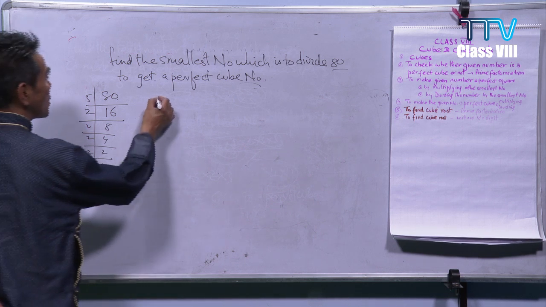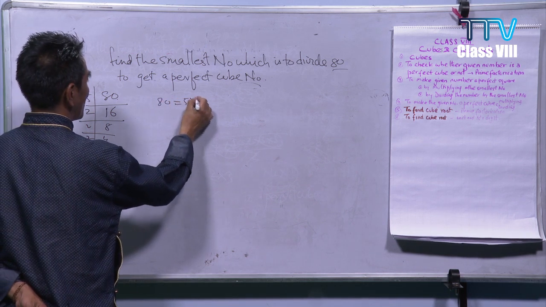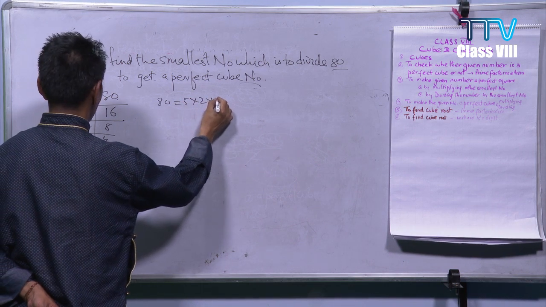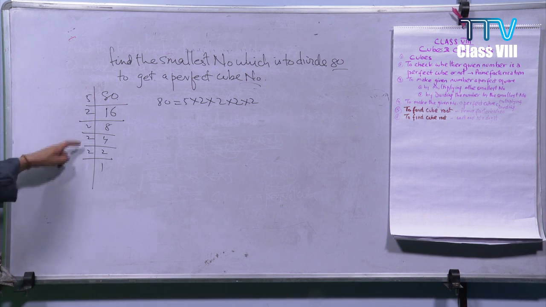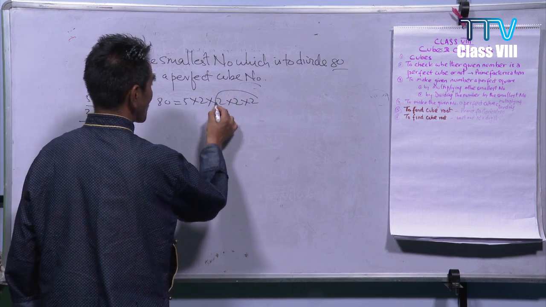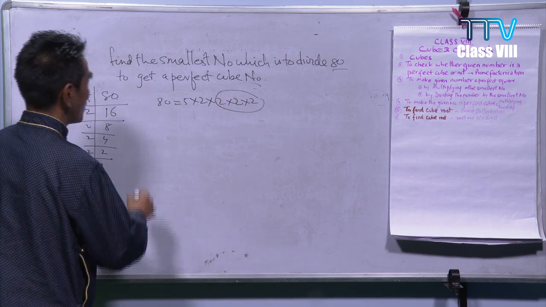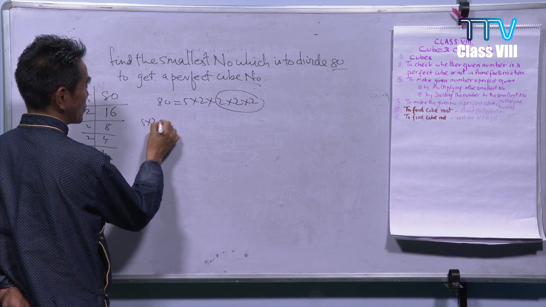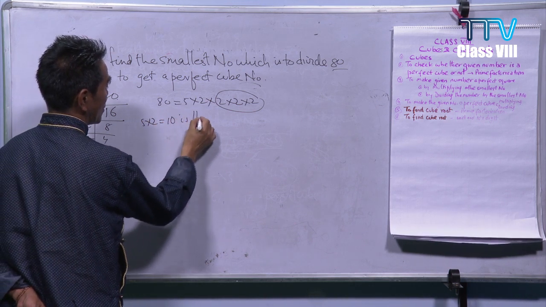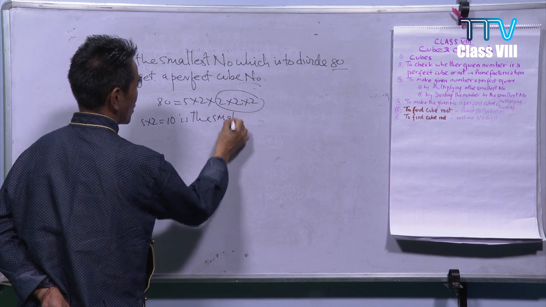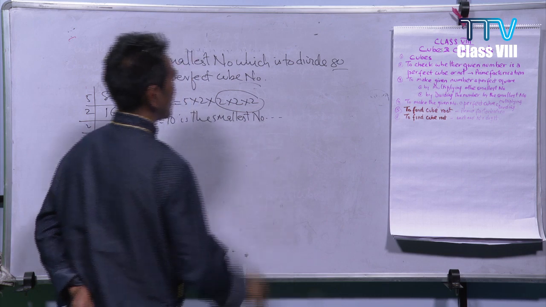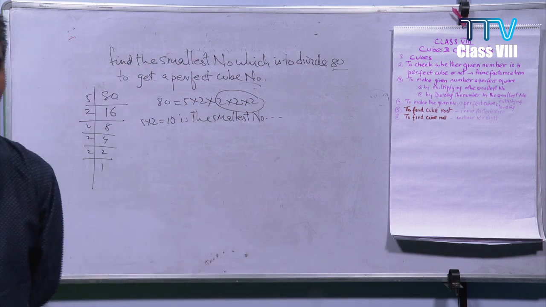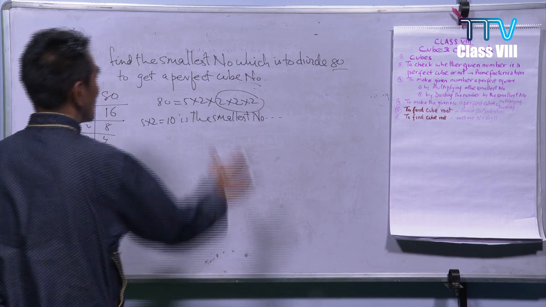Okay, 80 is equal to 5 multiplied by 2 multiplied by 2 multiplied by 2 multiplied by 2. For a perfect cube, we combine these: dividing by 5 multiplied by 2 equals 10, which is the smallest number which must divide 80 to get a perfect cube.